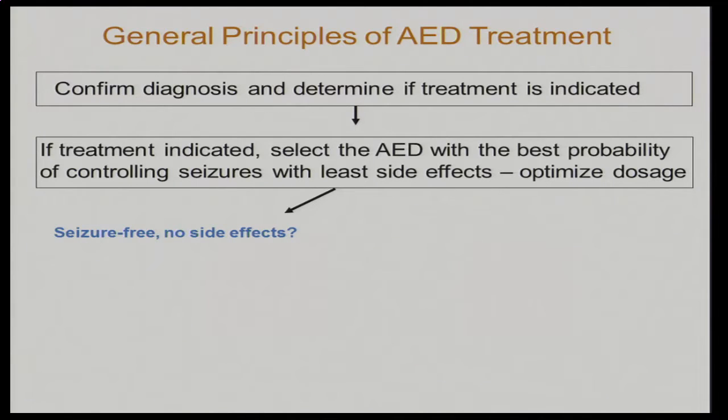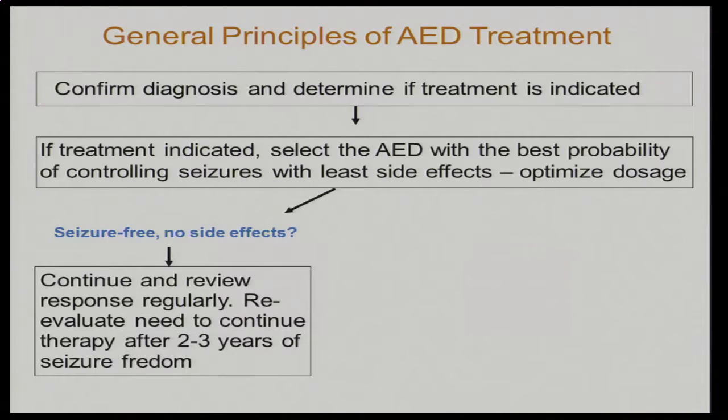So the ideal goal: seizure freedom and no side effects. If this is the case, then continue and review the response regularly, and reevaluate the need to continue treatment after 2 or 3 years of seizure freedom. This is the ideal case scenario. What about if seizures are uncontrolled?